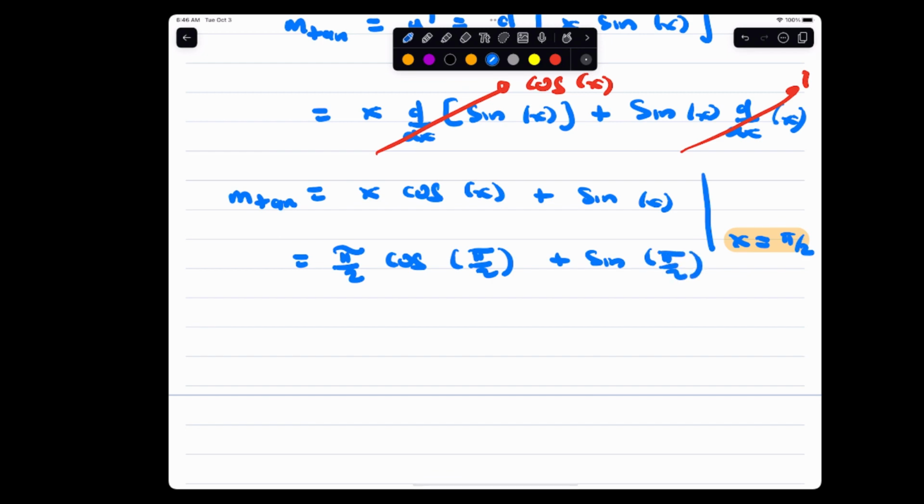Sine pi over 2. What's cosine of 90 degrees? Do you guys know what that is? Cosine 90. Is that 1? I think it's 0. Is that true? What's sine of 90? Sine of 90 is 1. Cosine is 0. Yeah, I think so. Oh, m tangent's 1 again?